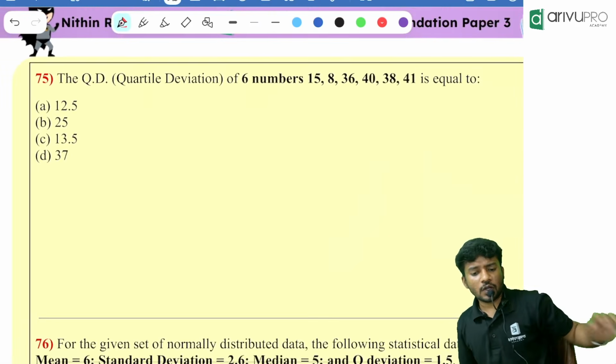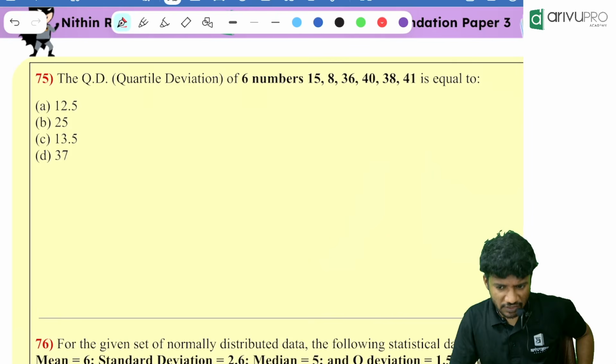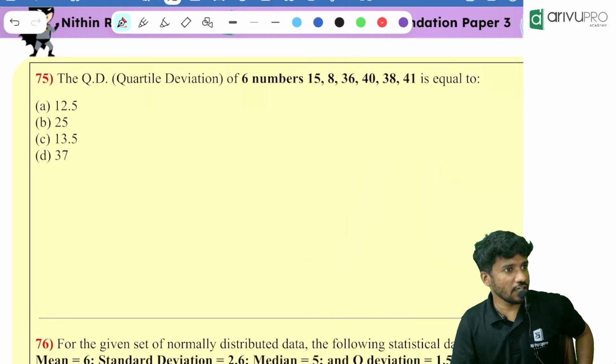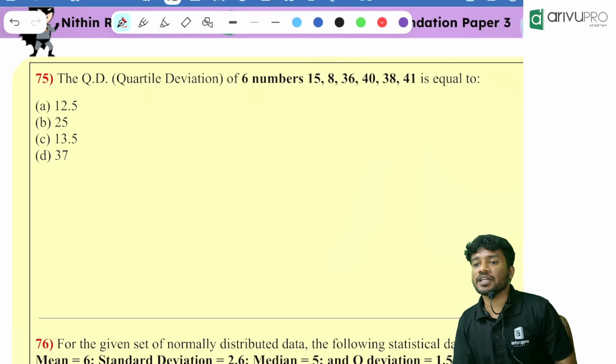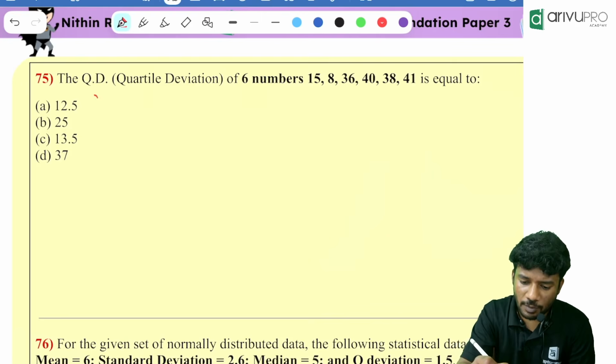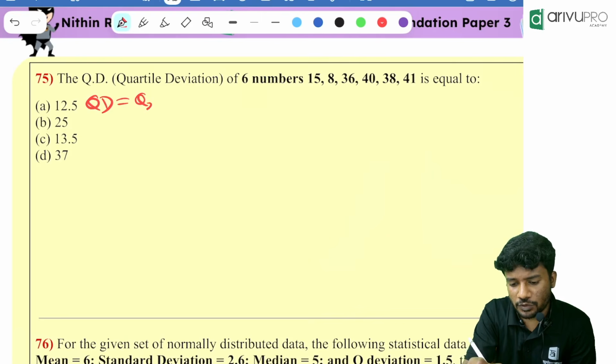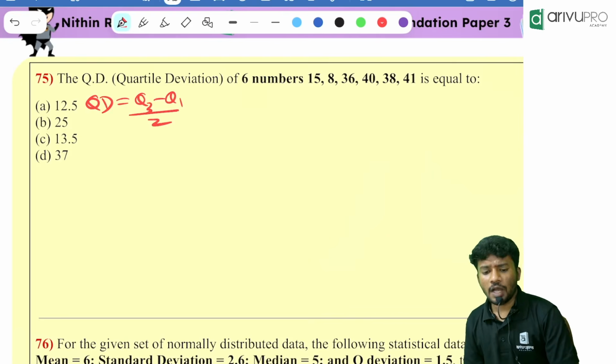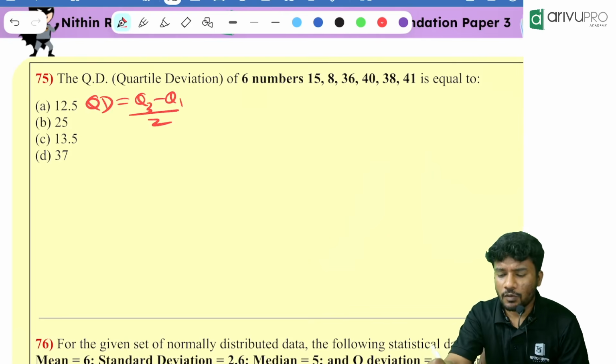Find the quartile deviation of 6 numbers. Okay, we need to find what? Quartile deviation of 6 numbers. First of all, what is the formula for quartile deviation? Q3 minus Q1 divided by 2. Now, how to find Q1? What is the first method?